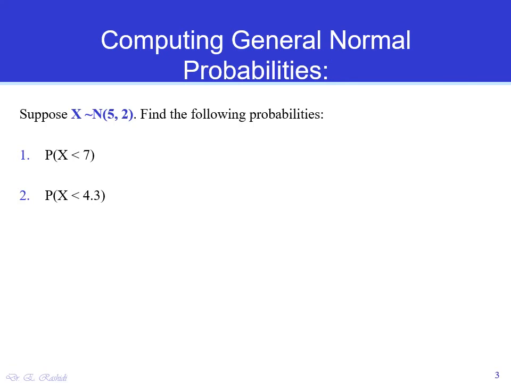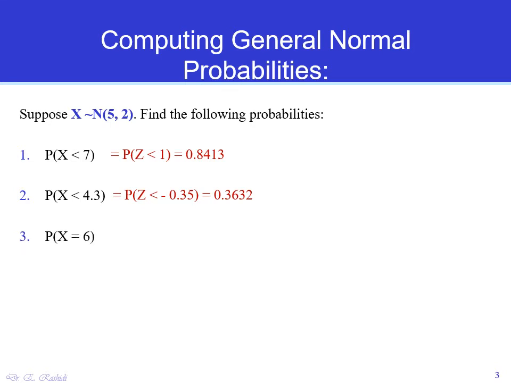All right, so we found the probability using the z-table. The probability that x is less than 7 is the probability that z is less than 1, and we found that to be 0.8413 using the table. The probability that x is less than 4.3 is equal to the probability that z is less than negative 0.35, and using the table we found that that's equal to 0.3632.